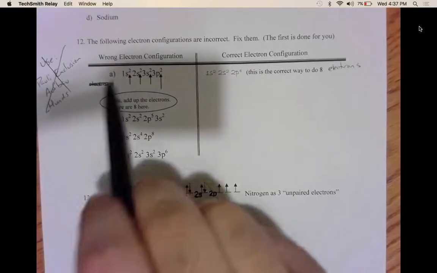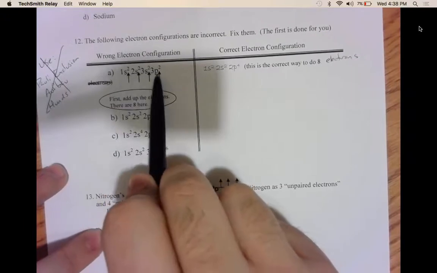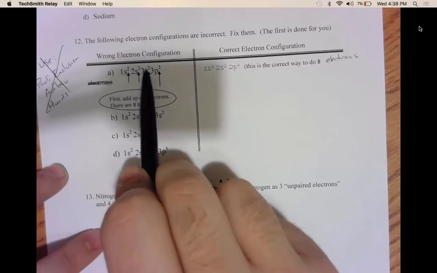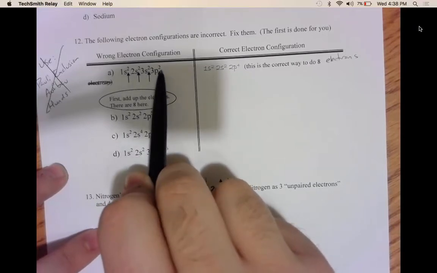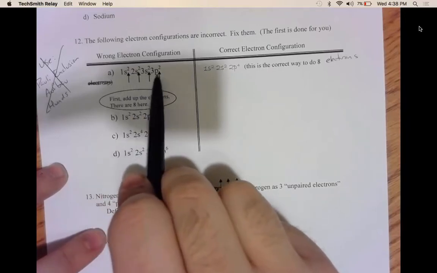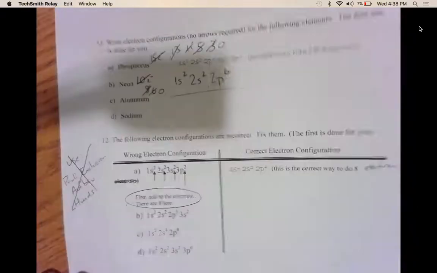So what you guys need to do is look and see how they're configured. This electron configuration has a total of 2, 4, 6, 8 electrons. And then we also need to check and look at our energy levels. Are they in the correct order? Remember, they need to go from low energy to high energy.